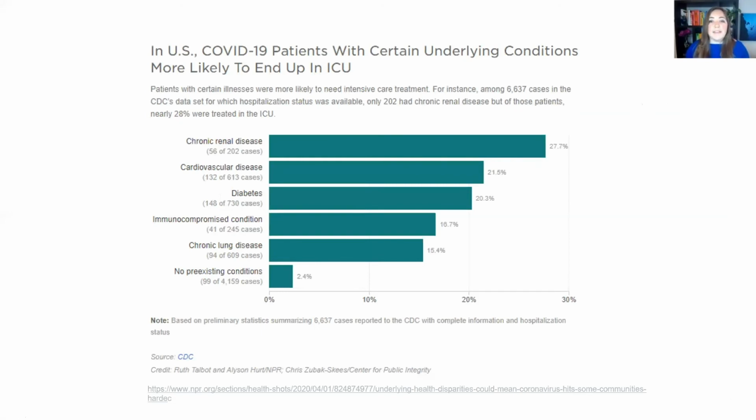Instead, they went ahead and did some quick calculations. They clearly noted their sample sizes here on their y-axis. And they showed the percentage of patients with COVID-19 confirmed cases who were known to have a pre-existing condition.